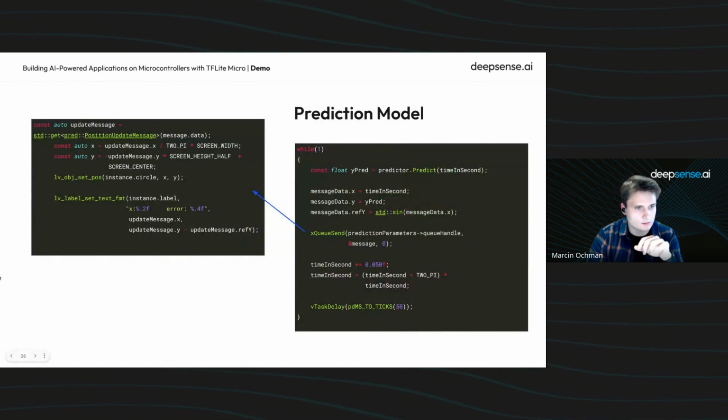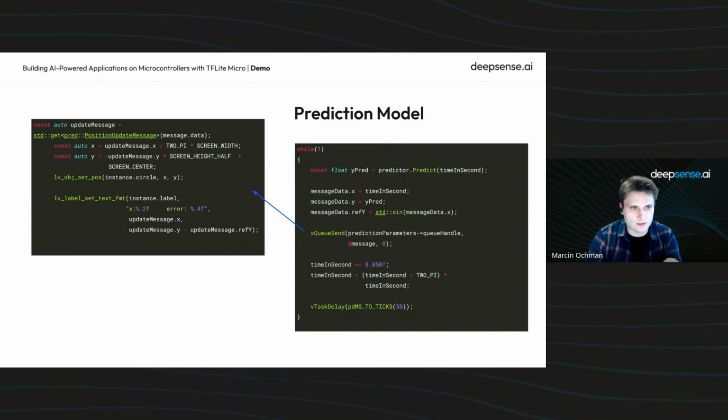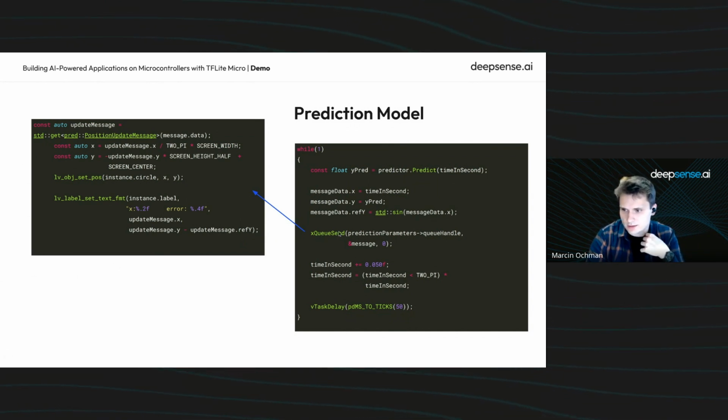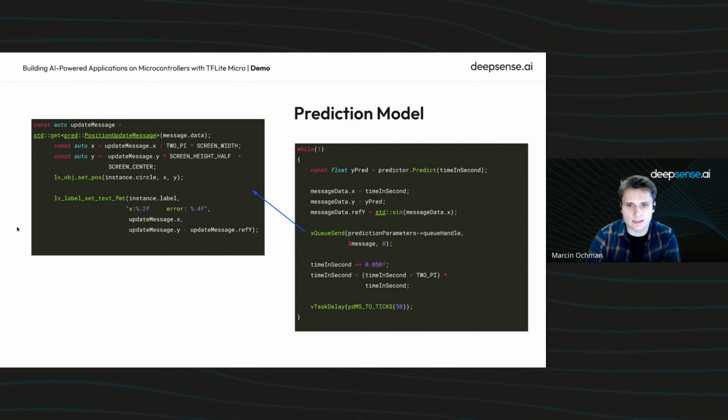Okay, so here's the basic code for the prediction model, and on the right you can see how the prediction task code runs. It runs every 50 milliseconds. Then, if the result is ready, we send a message over the queue, and the GUI is able to update the screen.